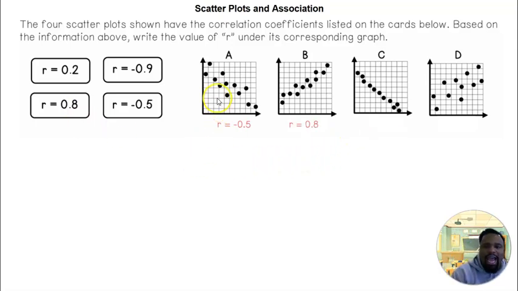Well, if graph A was negative 0.5 and graph C is a negative association, now we can say graph C would be negative 0.9. And if graph B was 0.8 and it's a strong positive association, graph D is a weak positive association, we can say that graph D is 0.2.